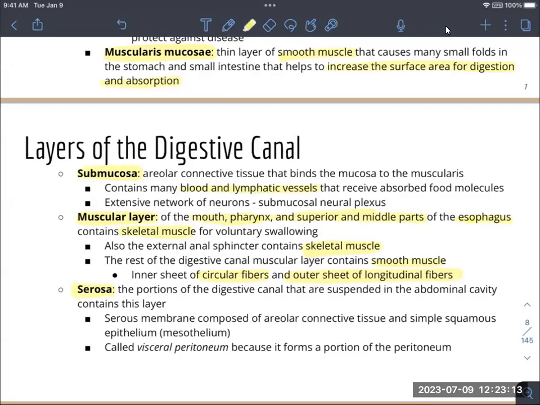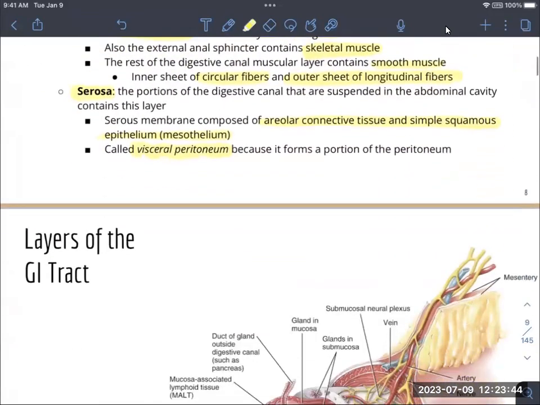There's a serosa. This serosa, it is found within that abdominal cavity, and it's areolar connective tissue and simple squamous epithelium, or known as mesothelium. It can also be called that visceral peritoneum. So it kind of lines that entire digestive canal, and it kind of helps to hold everything in your abdominal cavity in place.